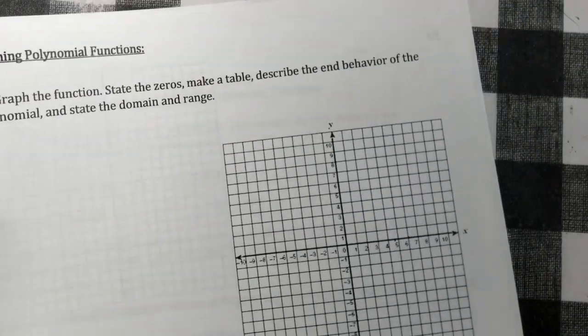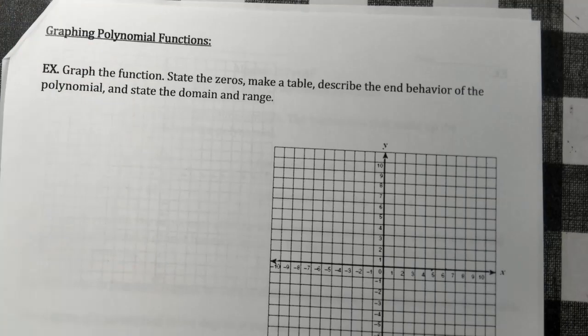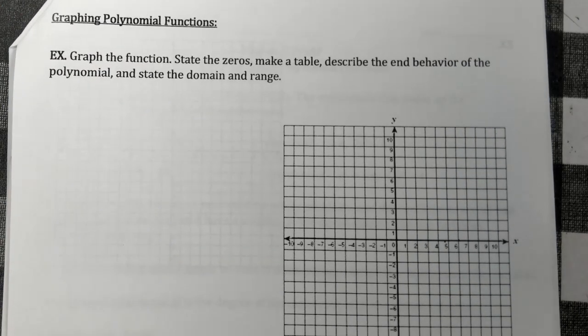Graphing the polynomials is where you're going to have your graphing calculator for the test. What it's going to say is graph the function, state the zeros, make a table, describe the end behavior of the polynomial, and state the domain and range. We're also going to look at a local max and min. It's not in the instructions, but you're going to need that to be able to make the full curve of some of these polynomials.